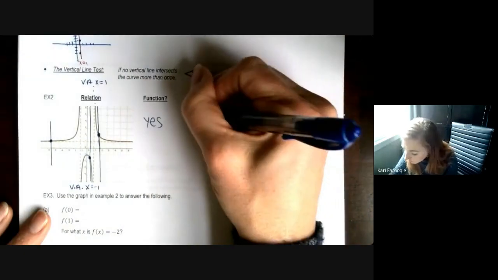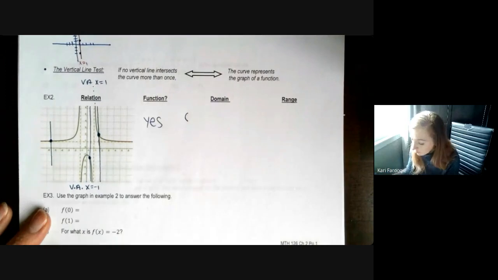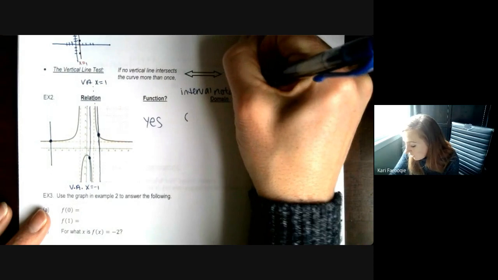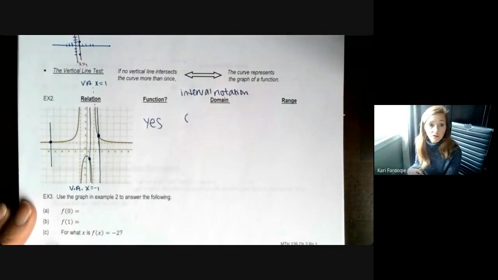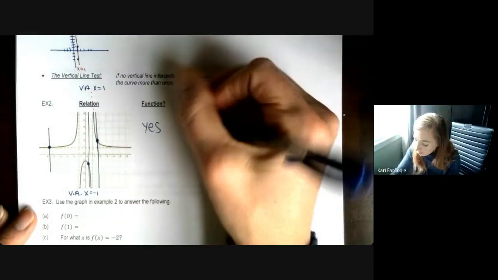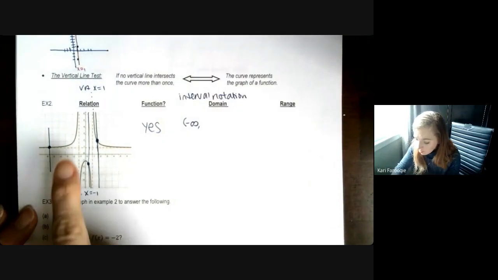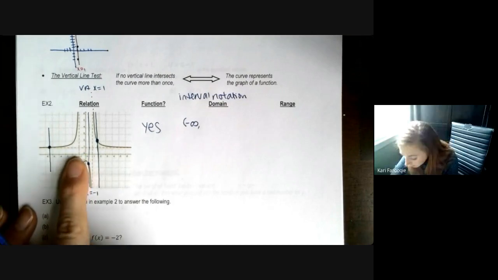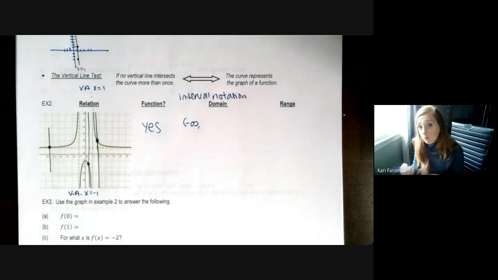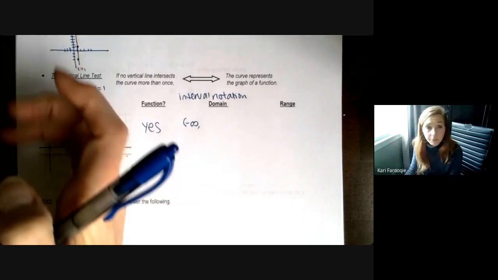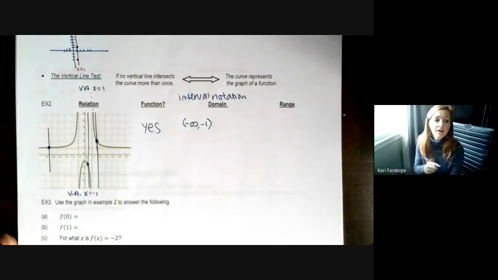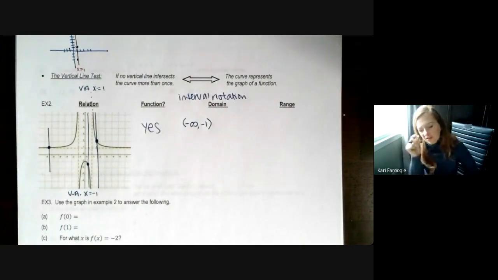So my domain is going to start, and I'm using interval notation here. Your homework will ask you to use interval notation, so we have to know what it is. We're starting with values of x that can go all the way down to negative infinity, and we have to stop up here at -1. Now, we can't actually be equal to -1 because we have that boundary line there. So we're going to set up a parenthesis there that says that we can get as close as we can to -1 without actually being -1.